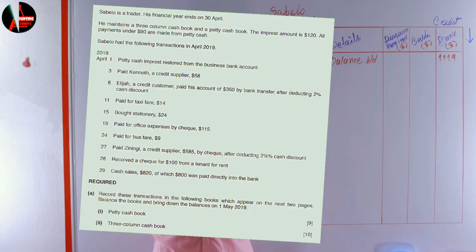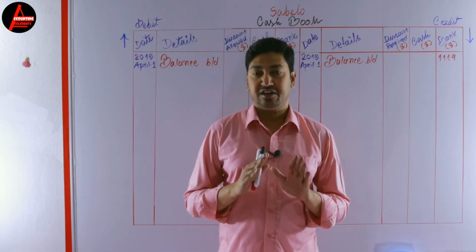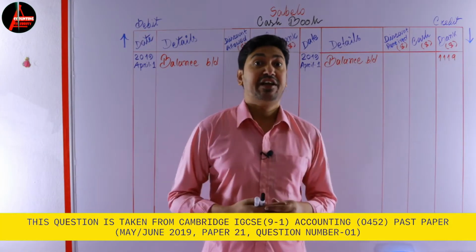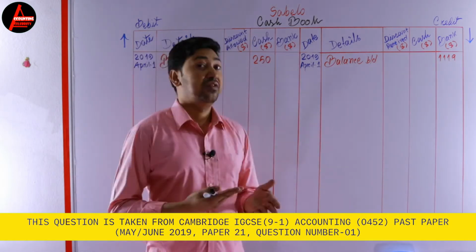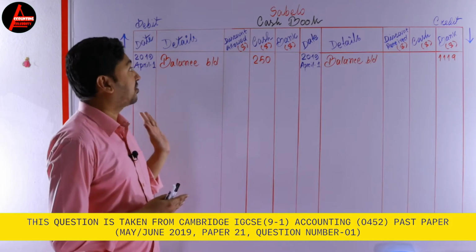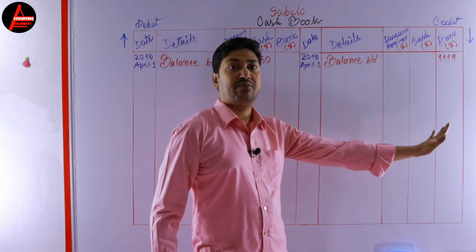Now look at the question. Sabelo had the following transactions in April 2019. Here some transactions are given. Before we start recording the transactions, let us have a look at the table given here. We have 10 columns. On this side we have 5 columns and on this side we have 5 columns.